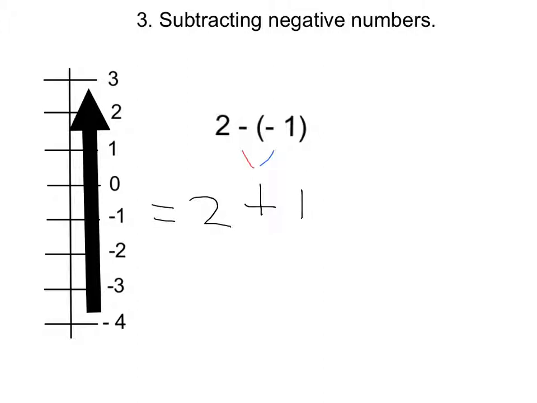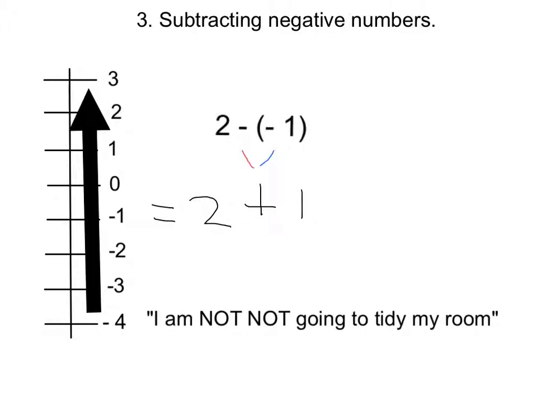You can also think of it like a double negative. So if you said the sentence, I am not going to tidy my room, that's a double negative and actually means that you are going to tidy your room. And it's the same with the numbers. So if we have 2 add 1, well, we know that's equal to 3.